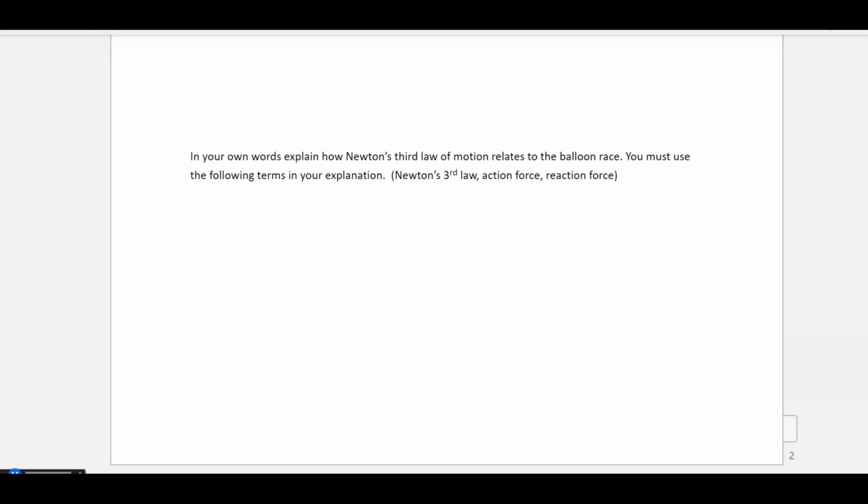Now you must use the following terms in your explanation. You have to somewhere refer to Newton's third law. You have to say something about the action force and something about the reaction force. And remember, use those words to explain why the balloon rocket works. Why does it go? All right. Go ahead, explain your answer, and that's all for our lab today.